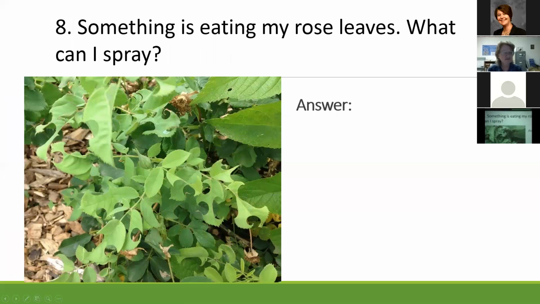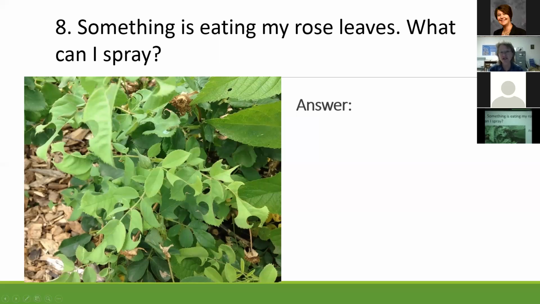Something is eating my rose leaves. What can I spray? Again, I'm sharing with you the actual question that the client did ask. Give you guys a minute to discuss it locally. Again, if you want to type something in, leafcutter bees, way to go, Dakota. Yes, distinctly leafcutter bees, beneficial pollinators. I always say enjoy it. It's cool. And there's plenty of green foliage there.